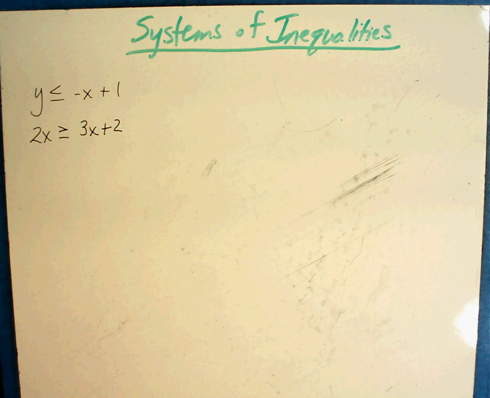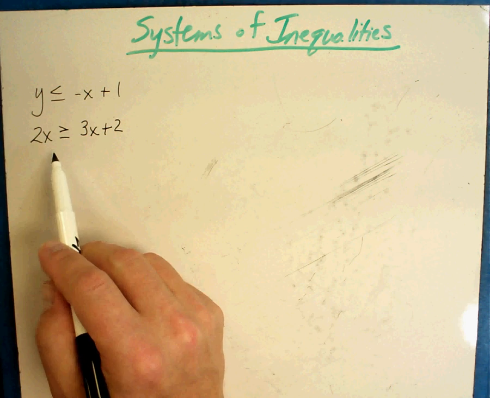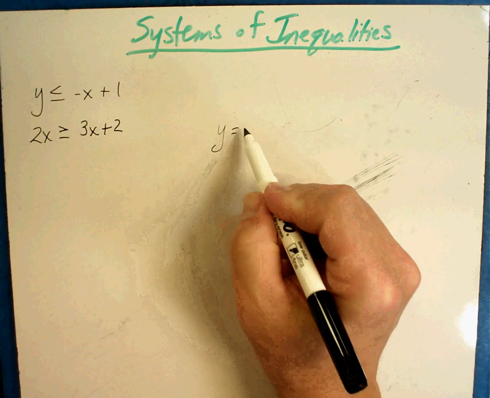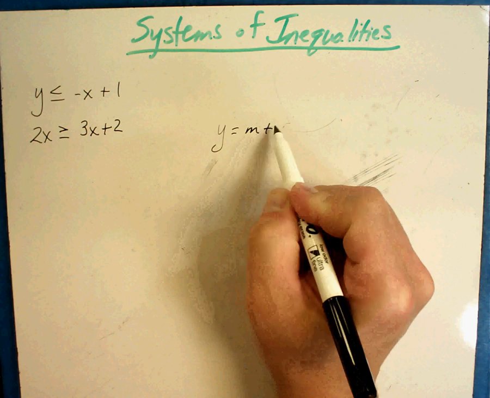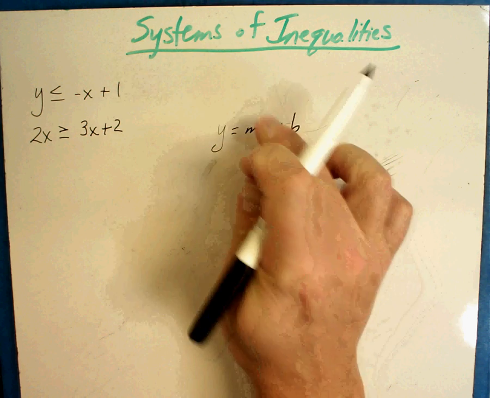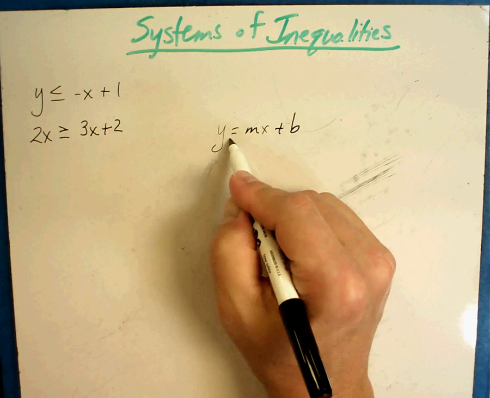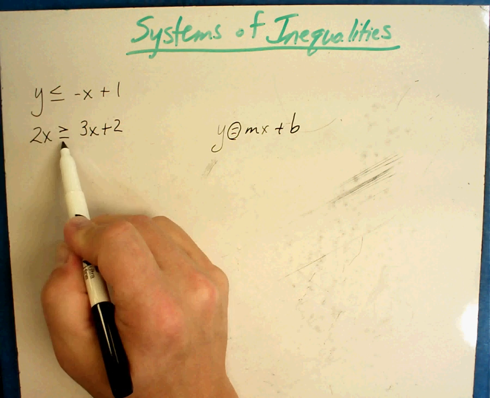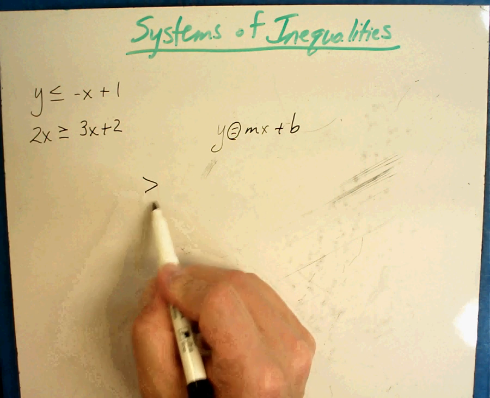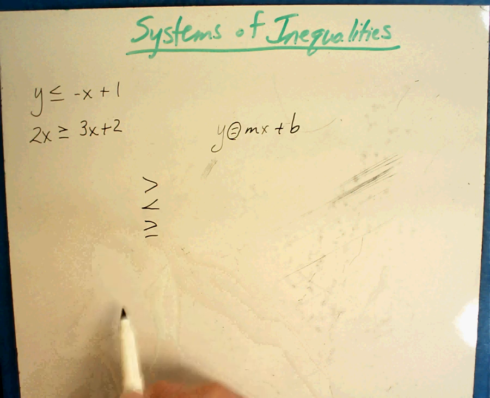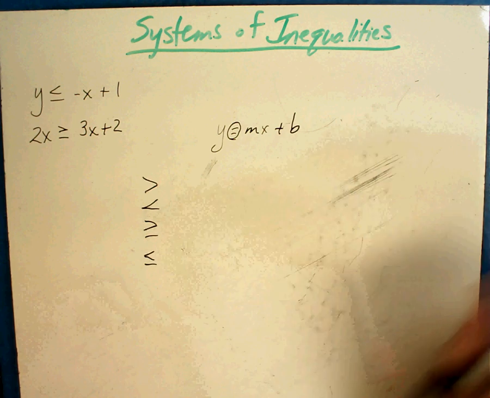In this video, we're going to be talking about systems of inequalities. These are inequalities. You'll notice most times you have an equation for a line, y equals mx plus b. That's an equal sign. Well, this is an inequality. You can have greater than, less than, greater than or equal, or less than or equal. These look a little bit different.